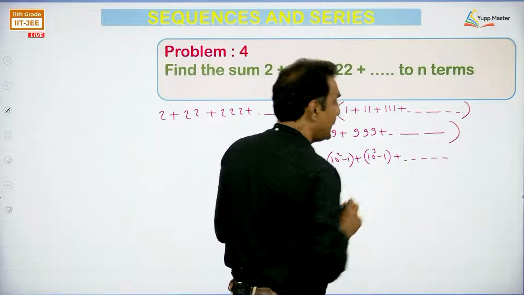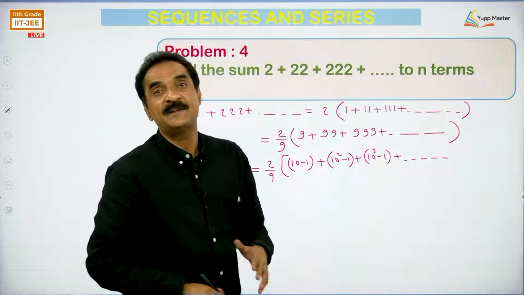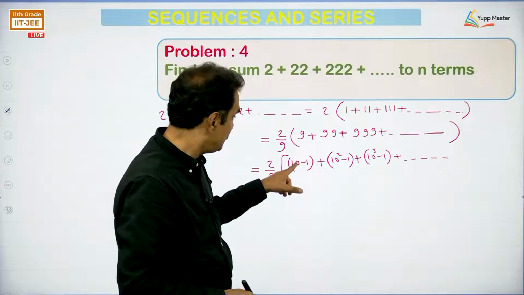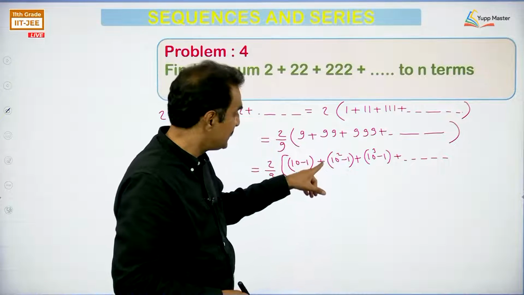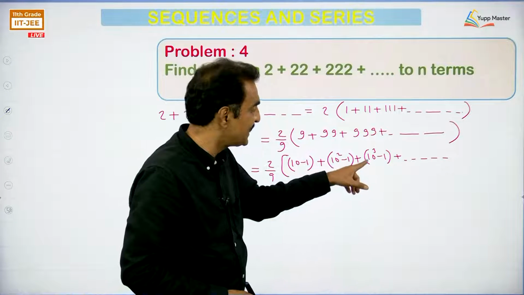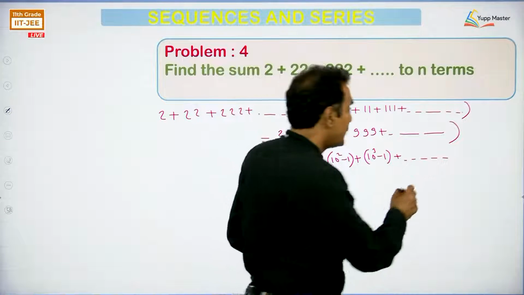And so on for n terms. Now you will be able to write the nth term. What is the nth term? By observing the pattern, 10 minus 1, 10 power 2 minus 1, 10 power 3 minus 1, the nth term will be 10 power n minus 1.